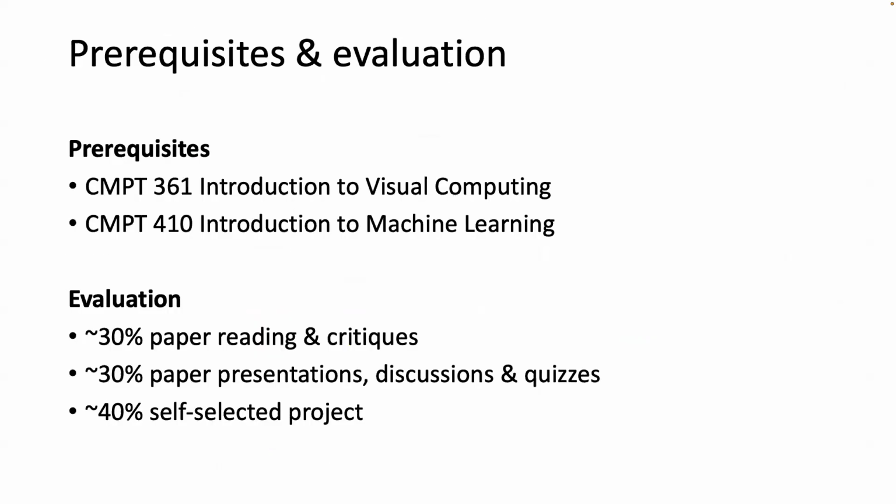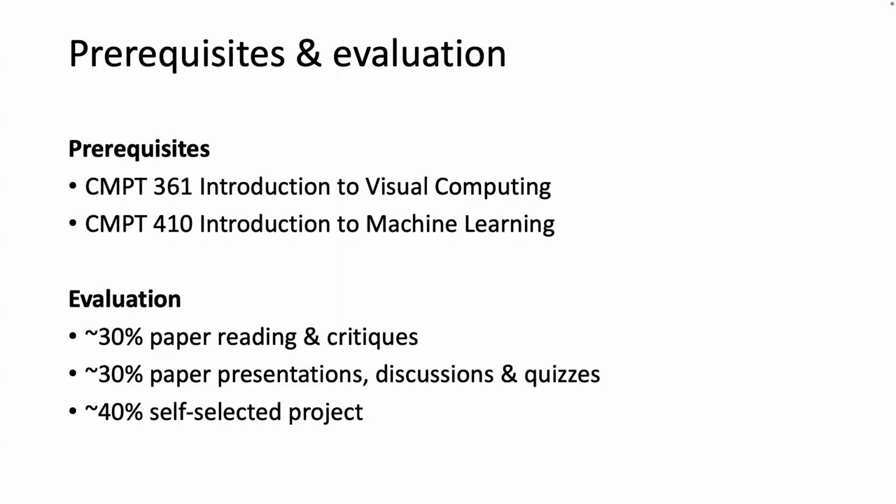To give you a general idea of how the class is structured, firstly, it has as a prerequisite this course, the one that you've been taking, 361, as well as 410, machine learning. I think you heard about 410 just before this, right? So both of these are required because, as you said at the beginning, this is a course that combines the two sides. It combines visual computing with machine learning and with AI. So these are the two prerequisites.